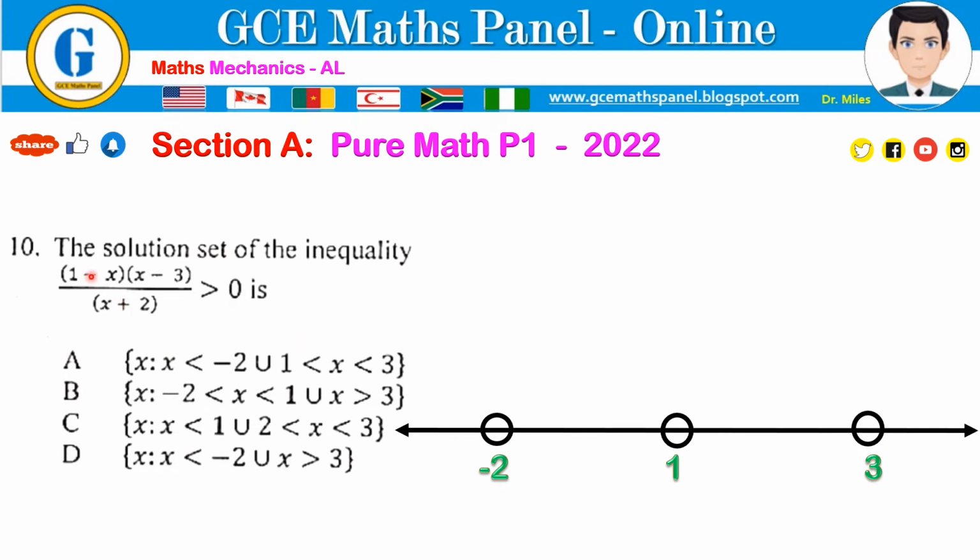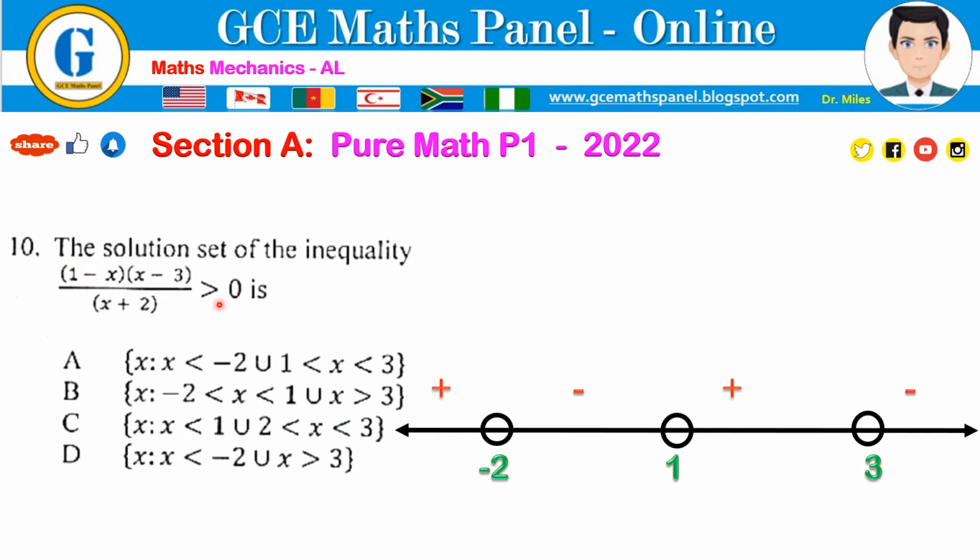So the boundary solutions here are 1, because we equate 1 minus x to 0. We equally have 3 and negative 2. So these are the boundaries. From here, we test for each of the regions. When we test all the regions, we find that this region is positive, this is negative, this is positive, and this is negative. We use the numbers in each region to test inside the inequality.